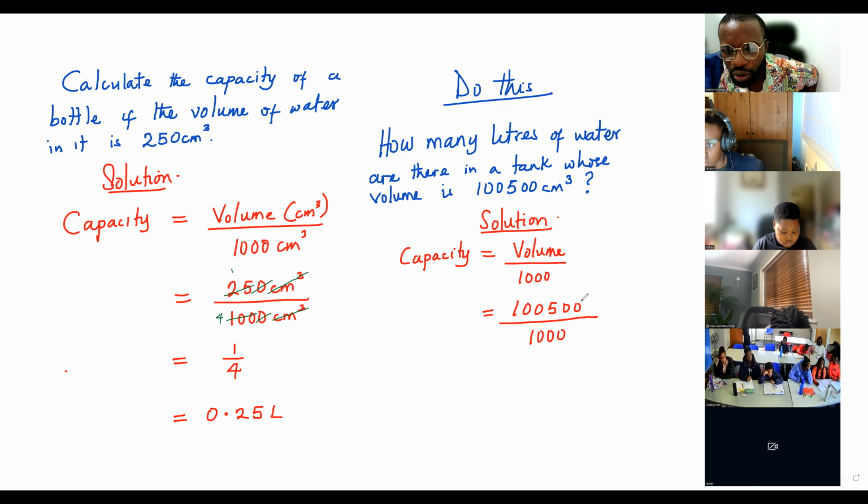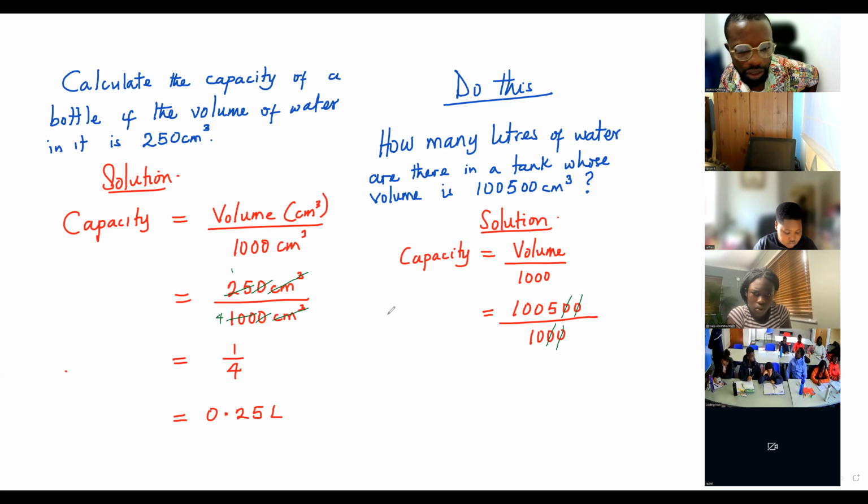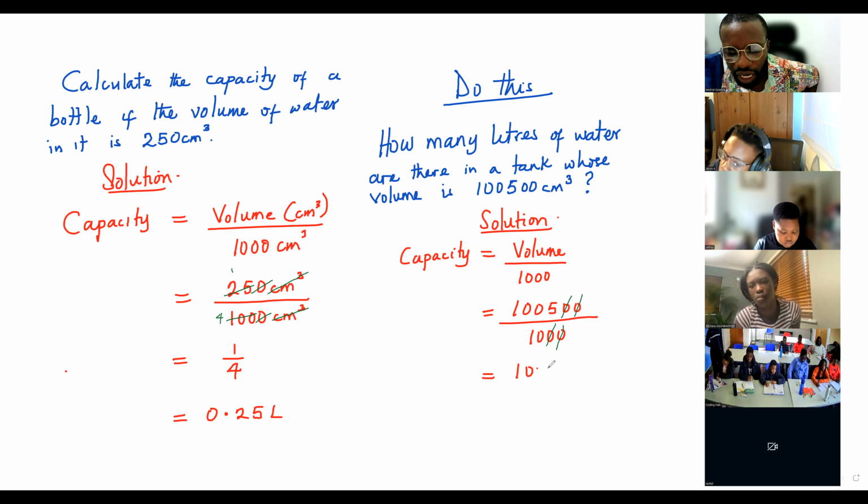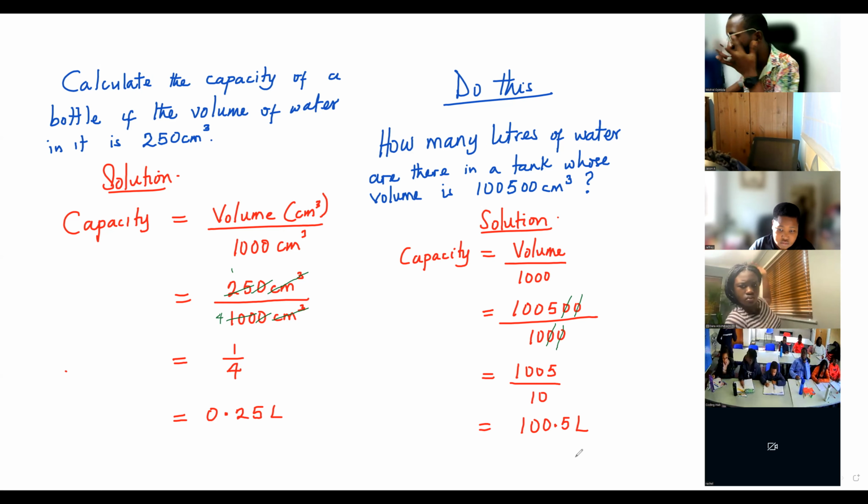So 0 will cancel 0. 0 will cancel 0. But then this 0 cannot cancel the one between numbers. So what you're left with is 1,005 divided by 10. And that would give you 100.5 liters. How many of you got 100.5 liters?